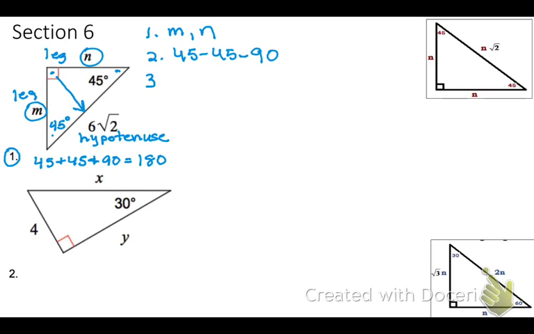Now 3 is we have to find the missing side lengths of M and N. If this is a 45, 45, 90, what do we know about M and N? We know that M and N have to be equal. It's very important to remember that even though they use different letters here, because this is a 45, 45, 90, those 2 legs are equal. So M is equal to N. Now, how do we figure out what their lengths are?